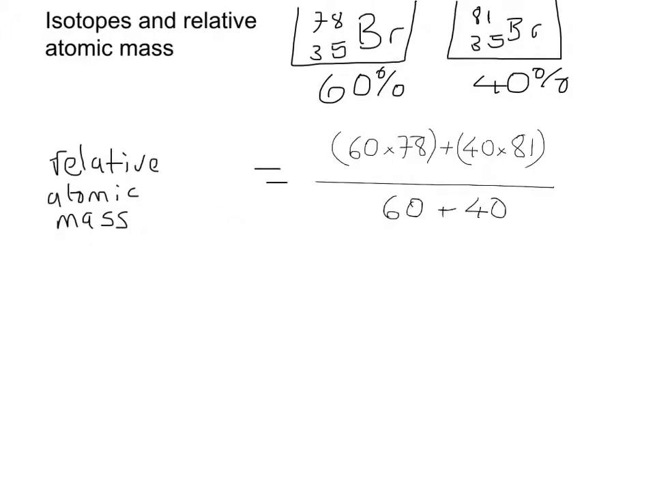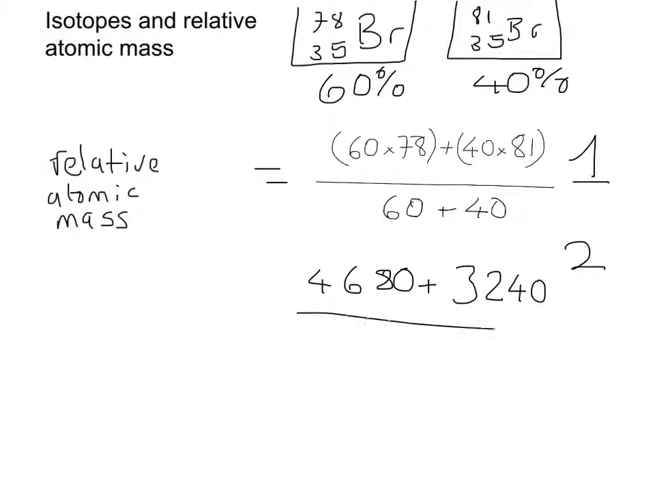Now the first step is to work out this calculation so far. So this is step number 1, and step number 2 is where we complete the first stage calculations. So 60 times 78 is 4,680, and we add this to 3,240, which is the 40 times 81, and we divide that by the 100.